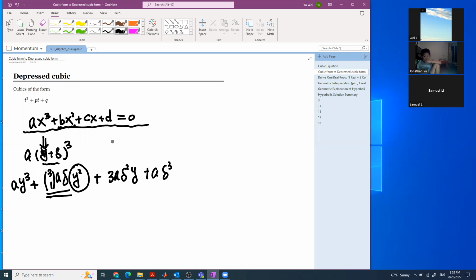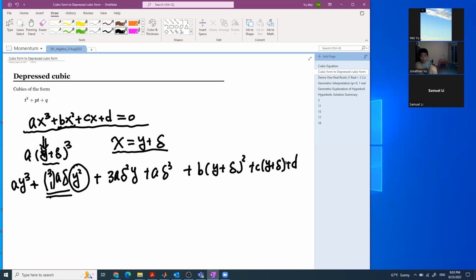It's a kind of replacement. For example, x equal to y plus some delta. Is that okay? I want to do a replacement, for example, b times x squared equal to b times (y plus delta) squared, right? Can I do this, Jonathan? No problem, right? Do you agree with me? Yeah, I can do this.